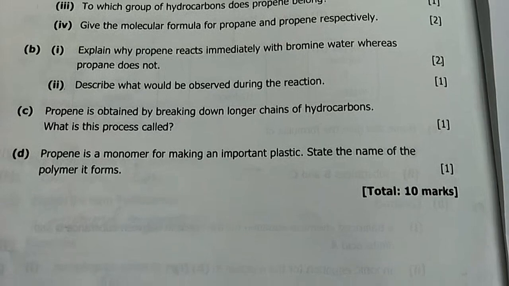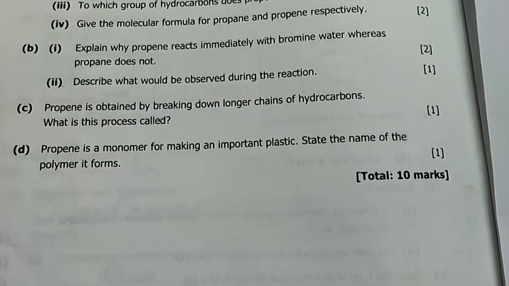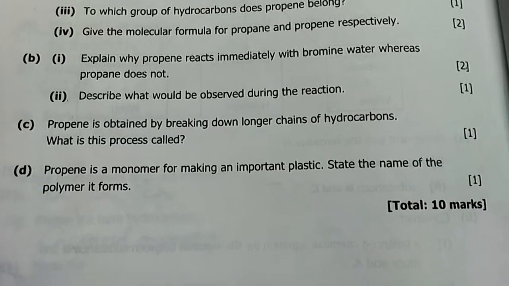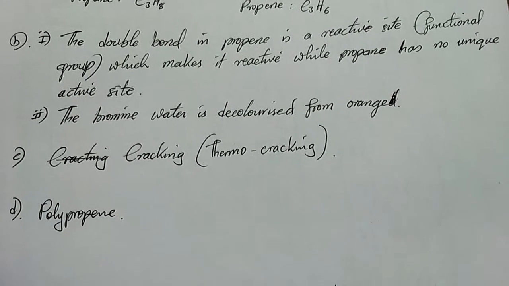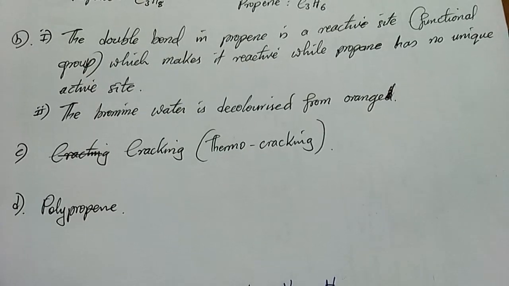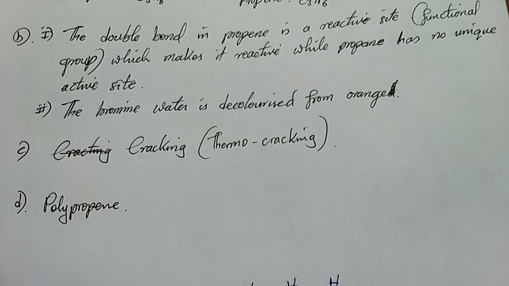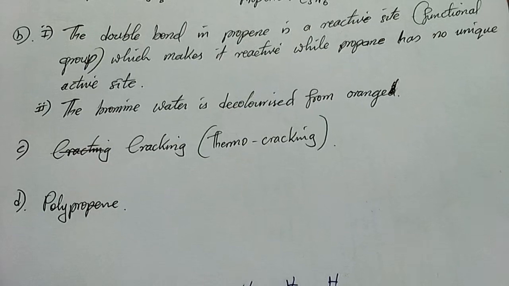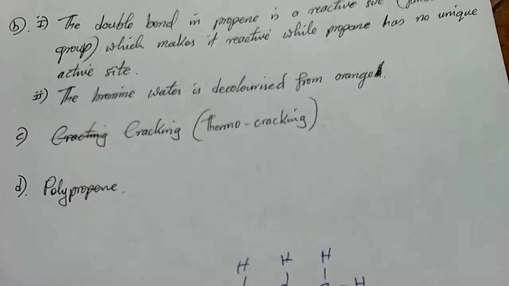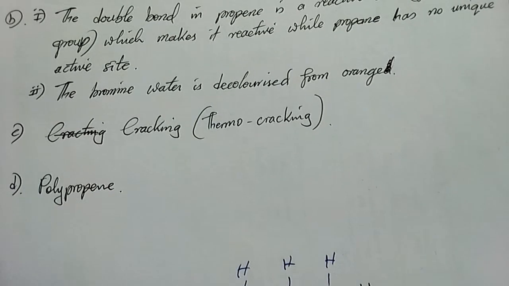B2, describe what will be observed during the reaction. The observation would be the bromine water is decolorized from orange, meaning to have this colorless appearance like water, therefore from orange to colorless.